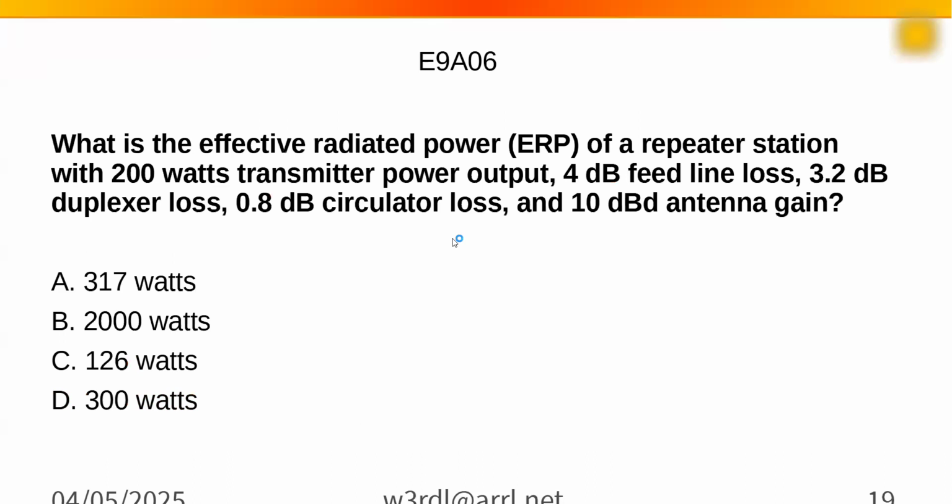What's the effective radiated power of a repeater with 200 watts, 4 dB of feed line loss, 3.2 dB of duplexer loss, 0.8 dB of circulator loss, and 10 dB of antenna gain?